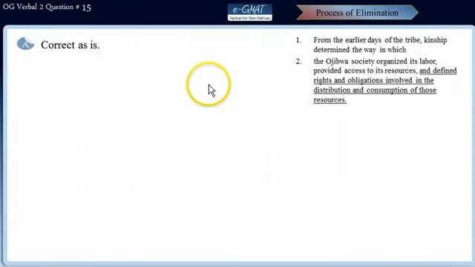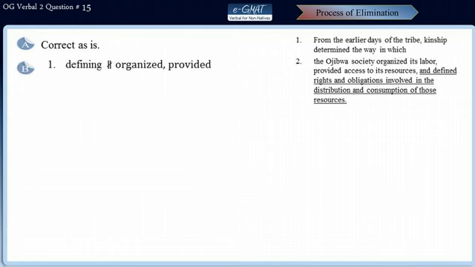Okay, so choice A seems to be the correct answer as we just discussed now. Let us take a look at choice B. Here, defining is not parallel to organized and provided, and "and" is missing before defining. Now, in a list of parallelism, a conjunction should be present before the last item to indicate that the following item is the last one in the list. So, this missing "and" is a problem here. So, choice B is not the correct answer.